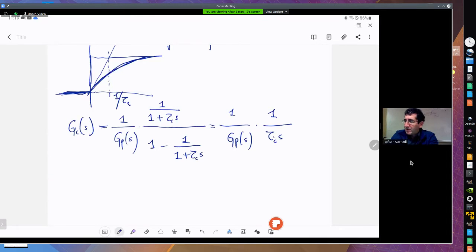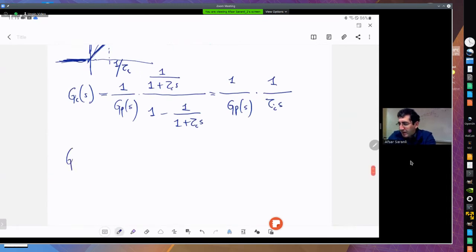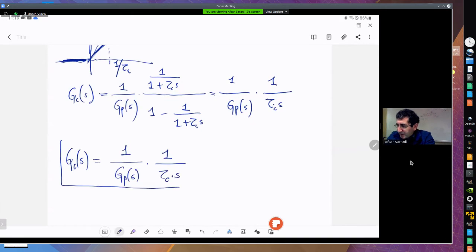Okay. So let's go with this for now. Okay, bear with me. So GC of S for this case is equal to GP of S times 1 over tau C S. Okay, so this still preserves the basic property that the poles of the plant become the zeros of the controller. The zeros of the plant become the poles of the controller. So that, for example, unstable zeros, which were not a problem before for the plant, now start becoming a problem for the controller. Okay, and there are other issues as well, as we will see.